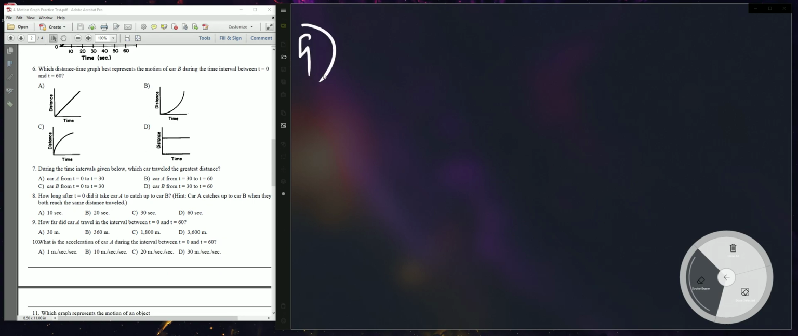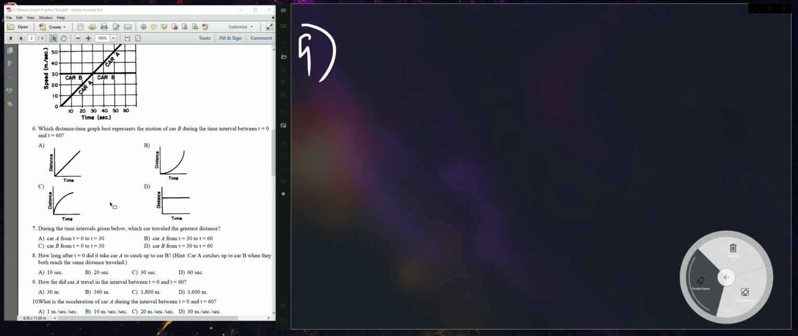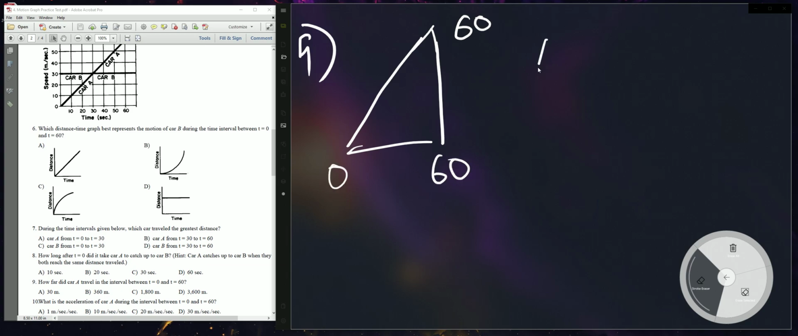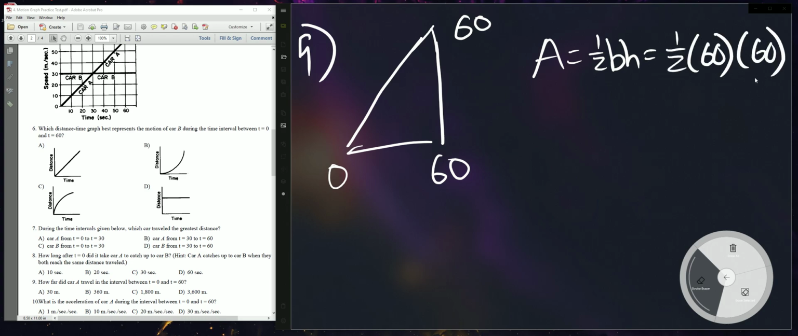Number nine. How far did car A travel in the interval between t equals 0 and t equals 60? Well, you're taking the area again, the area of this entire triangle. This is 60, this is 60 as well, and this is 0. We know the area of a triangle is 1/2 base times height. 1/2 times 60 times 60, and you get 1800 meters. That's the answer, choice C.